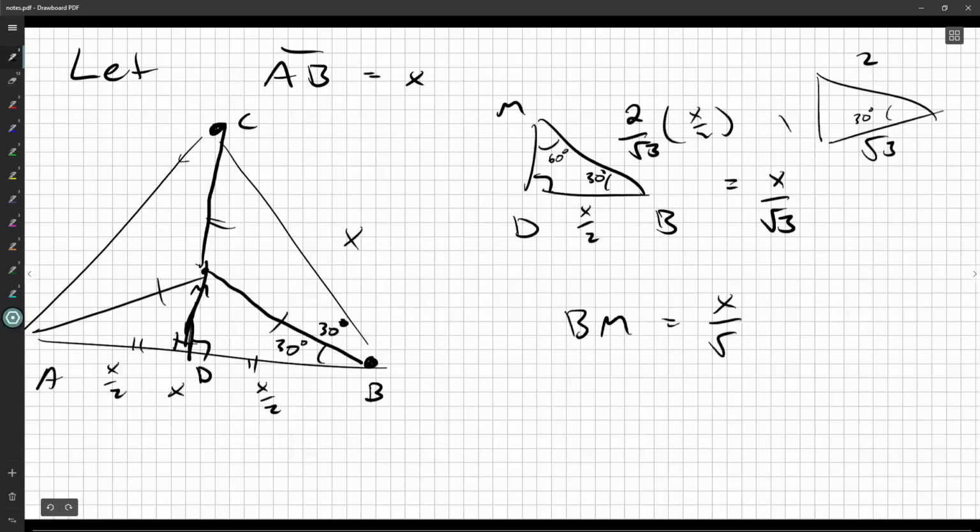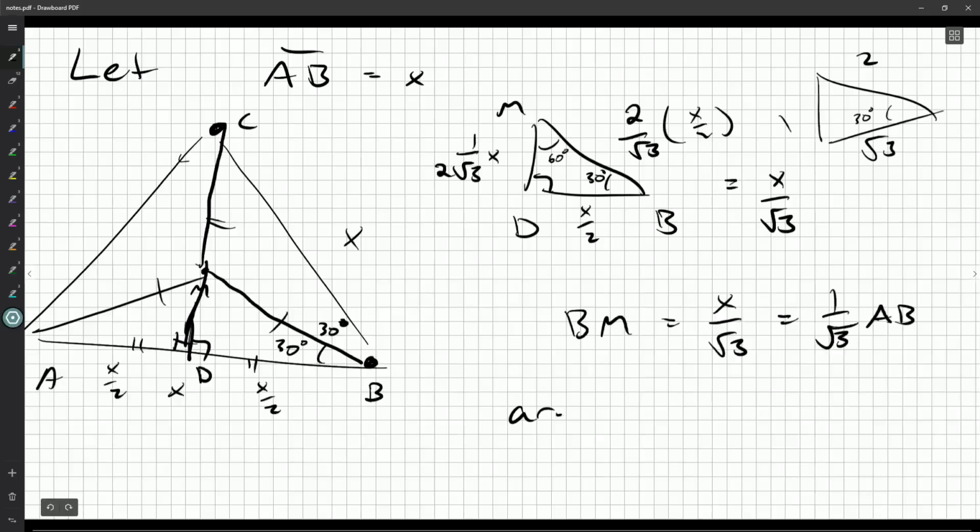So BM is x over root 3. So we'll say 1 over root 3 times AB. All right. So now I know what BM is in terms of this side AB. But also, in terms of this side AB, we can get that this should be 1 over 2 root 3x.